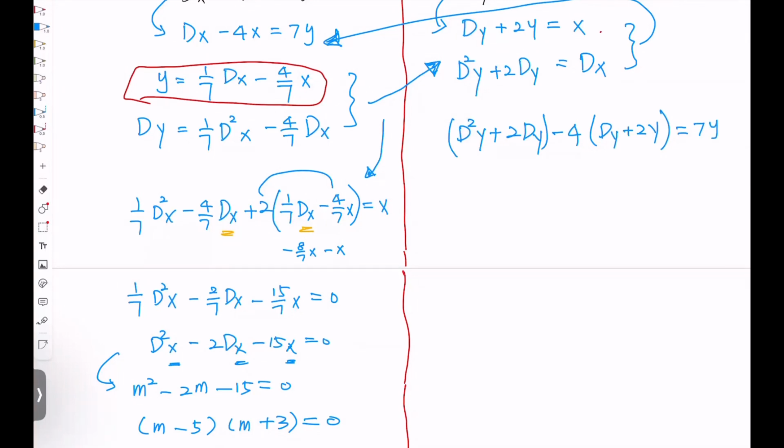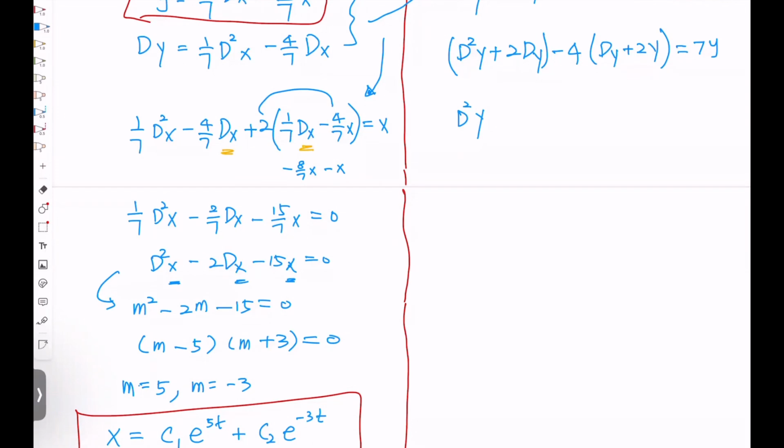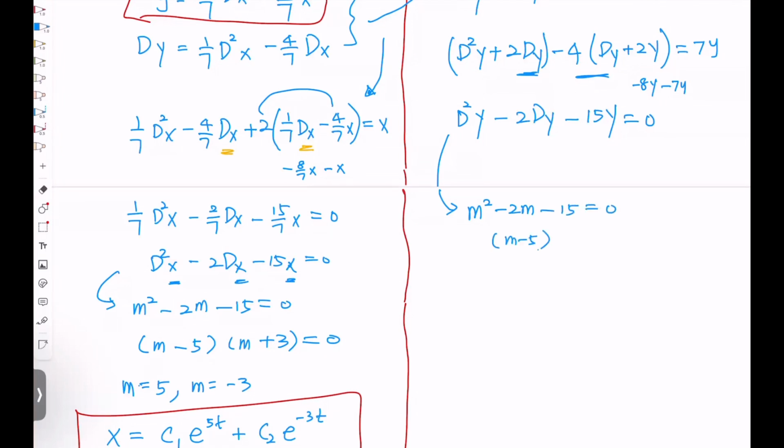I want you to copy this down as well so that you can compare two different approaches. And the answer at the end is not going to be the same. d squared y, and then the dy term, we have a plus 2 here and a minus 4, so minus 2 dy, negative 8y minus 7y, so minus 15y equals 0. And from here, we have m squared minus 2m minus 15 equals 0. (m minus 5)(m plus 3) equals 0. m equals 5, m equals negative 3.